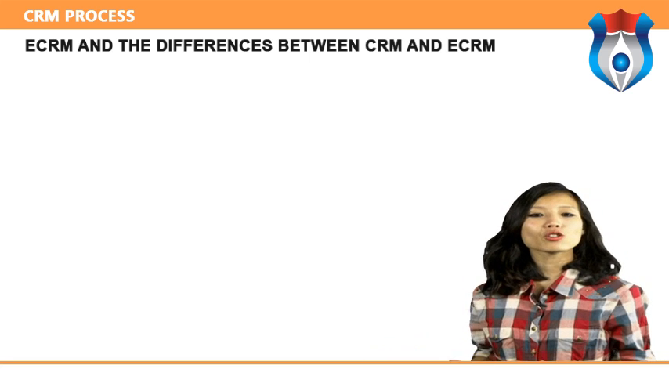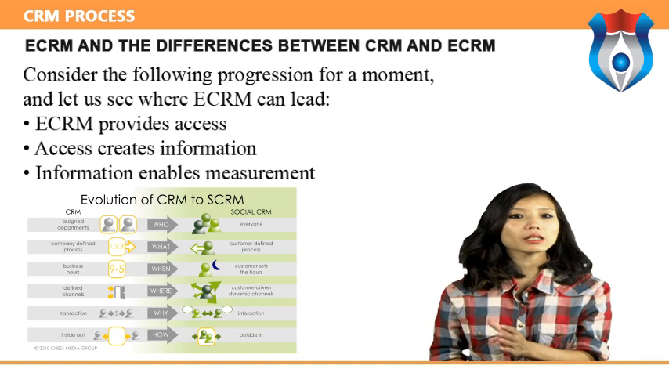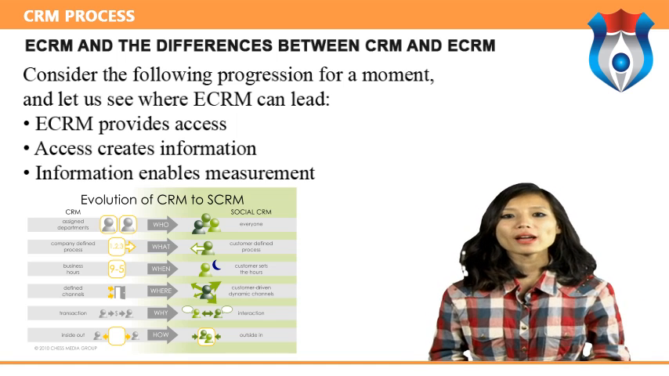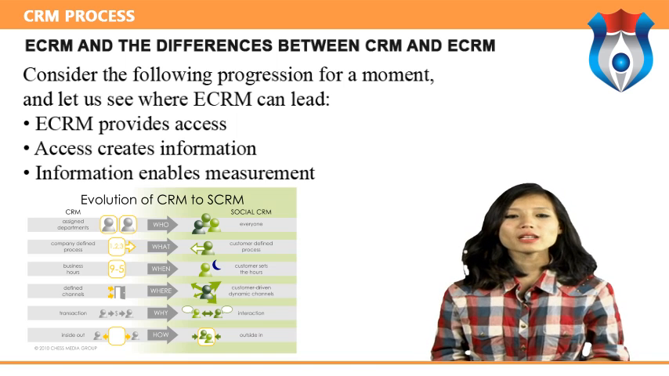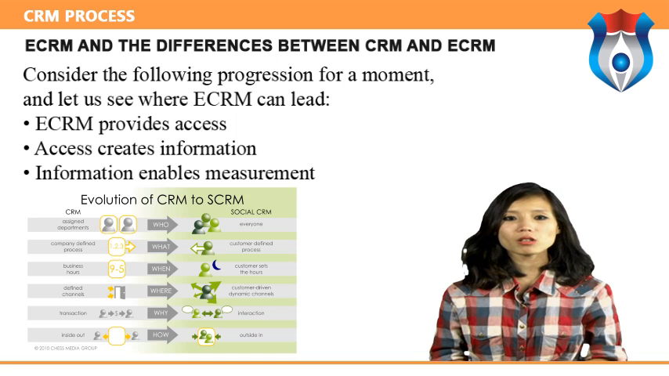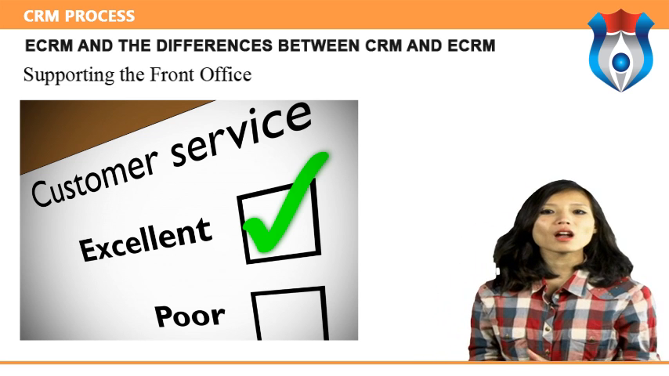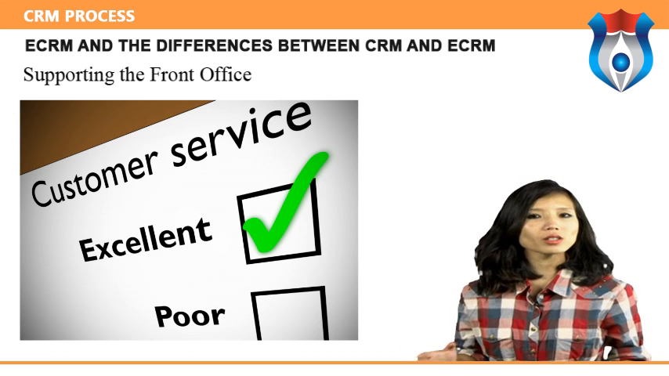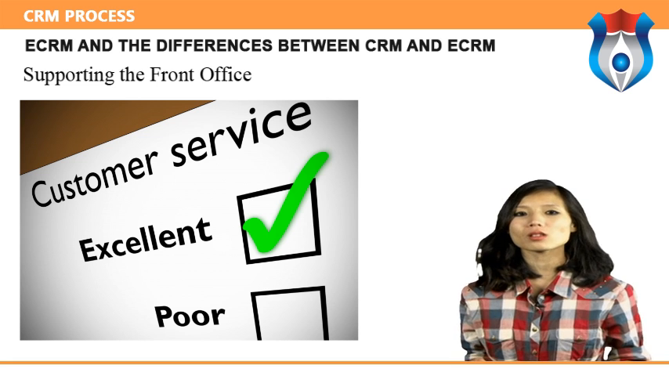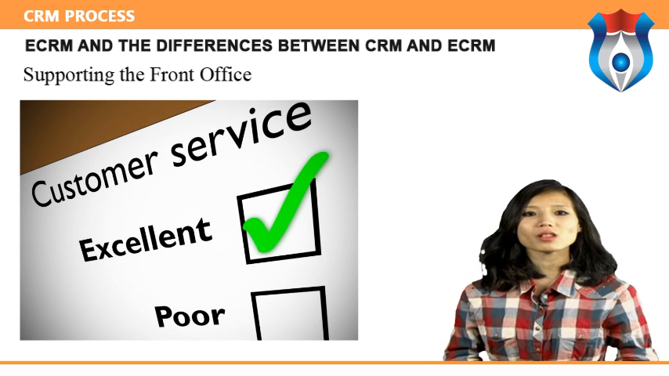Let us now move to the next topic. Consider the following progression for a moment and let us see where eCRM can lead. eCRM provides access. Access creates information. Information enables measurement. Measurement is an imperative for process improvement. Process improvement leads to growth in revenues and profit, supporting the front office. Many organizations today see CRM as an accepted tool to support these disciplines. Just as an organization would not consider running their finances without an accounting system, many now would not consider running sales, marketing and customer service without a CRM system.